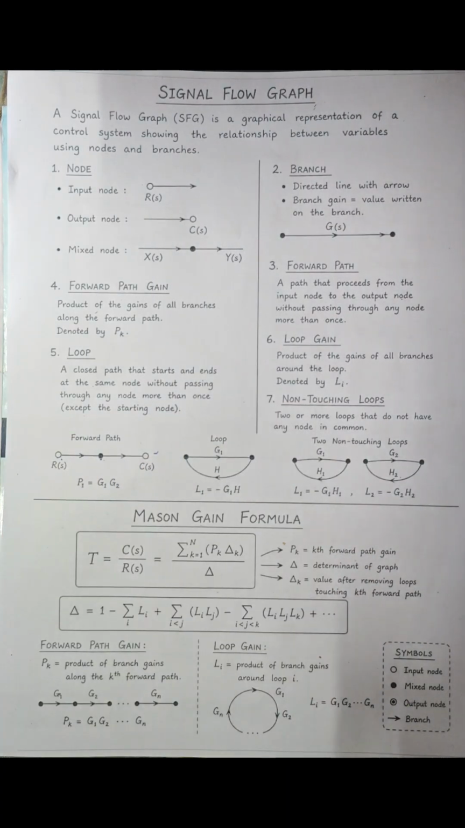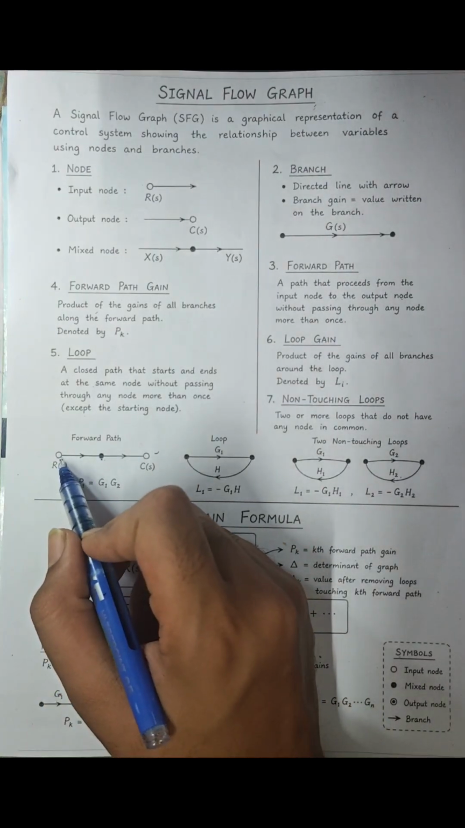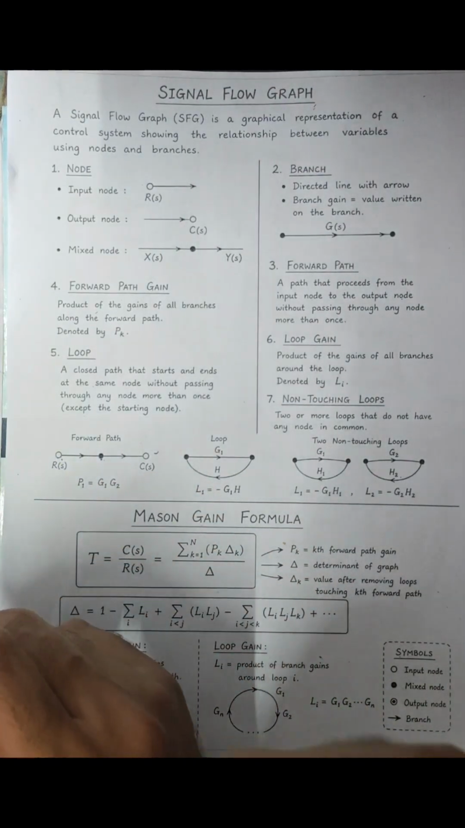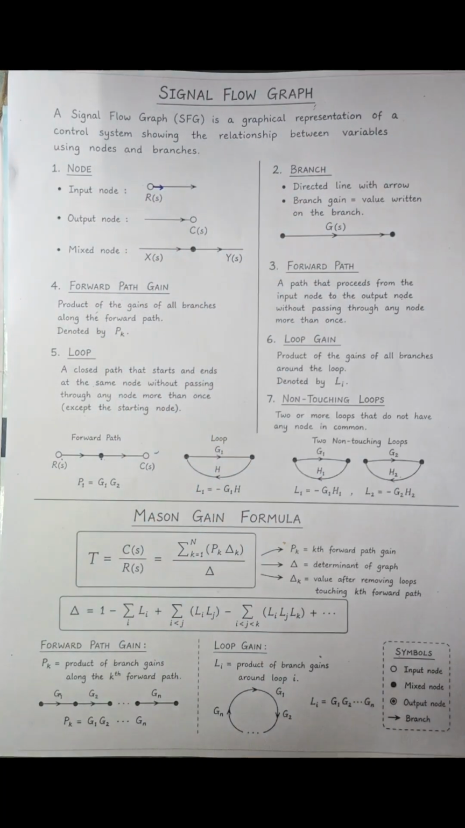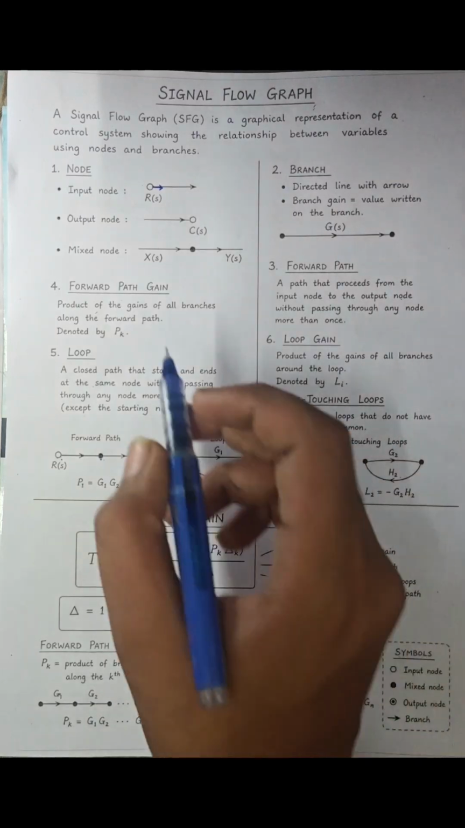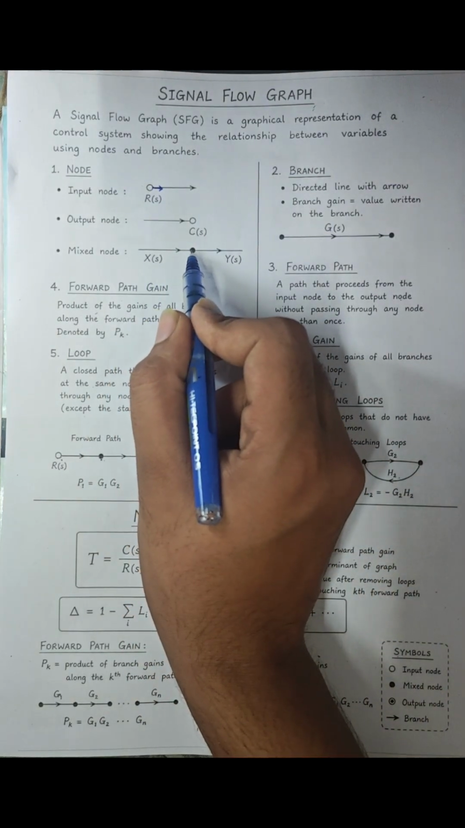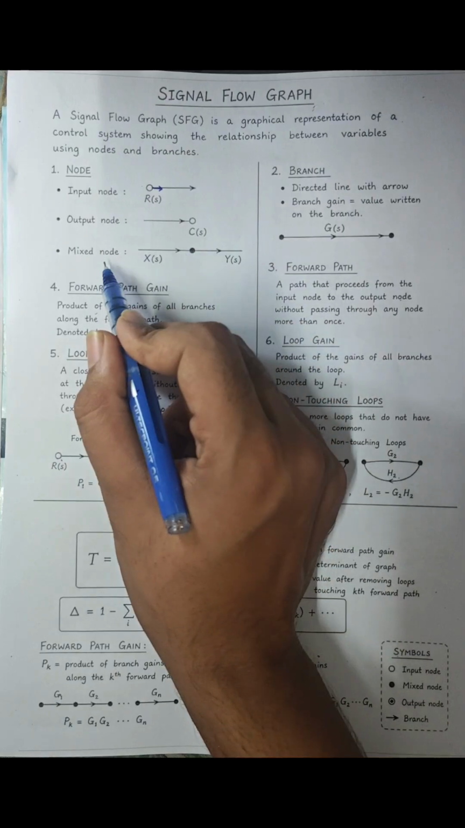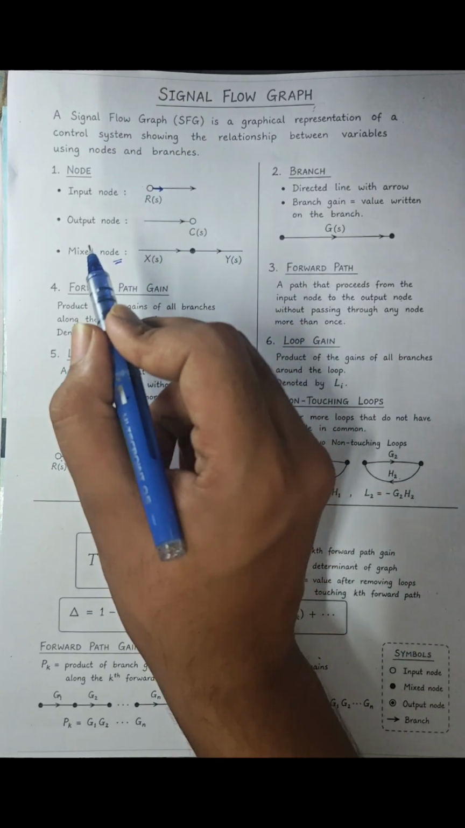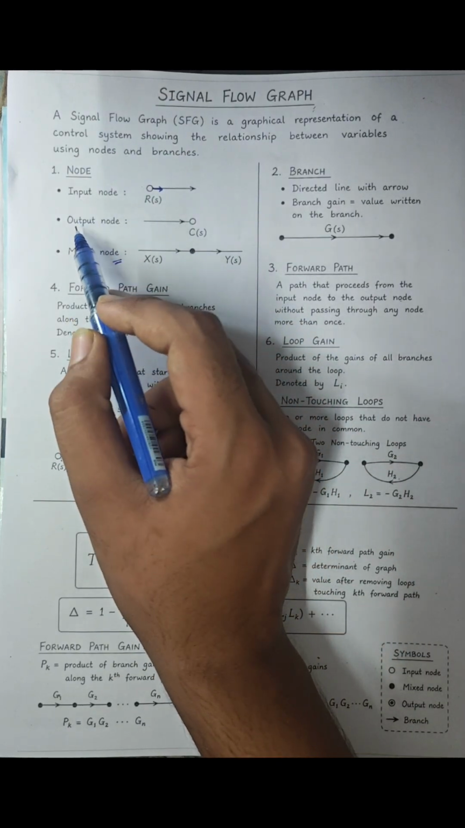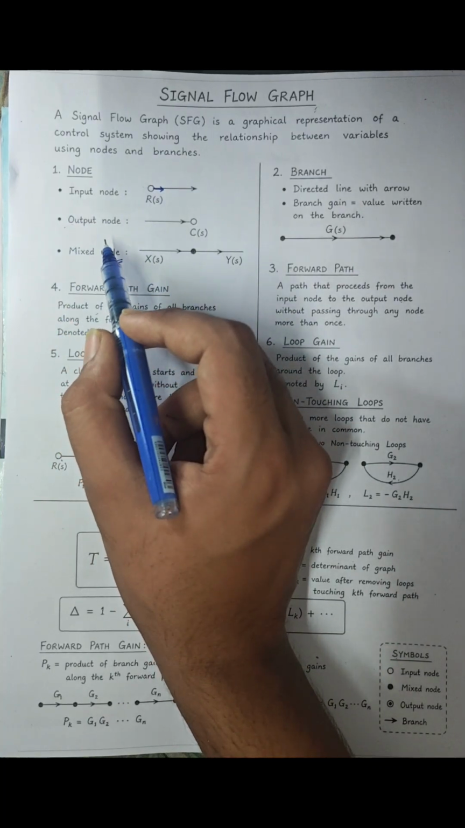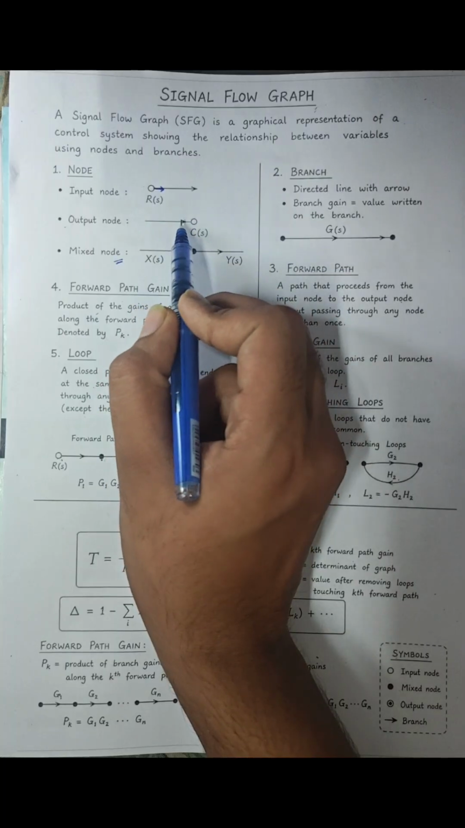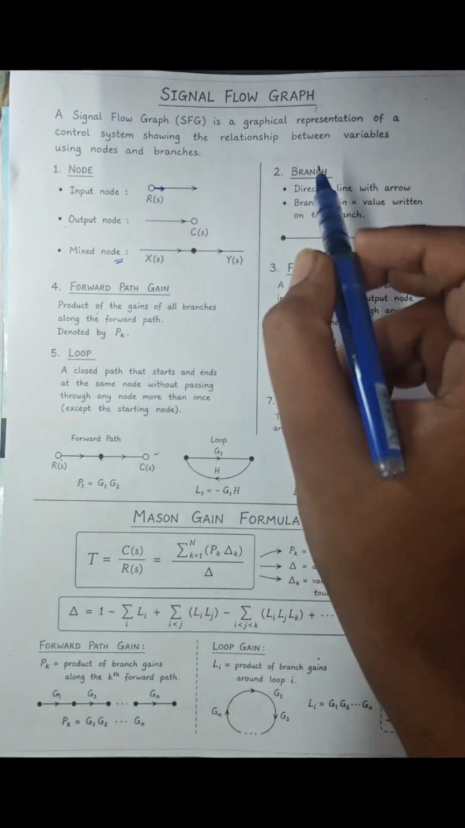So node can be of three types. The first node is input node. Input node refers to the node which has only the outgoing branches. If any node has an input branch as well as an output branch, it is known as a mixed node; this will not be considered as an output node or an input node. So what is an output node? An output node is the opposite of an input node. It has only the incoming branches.